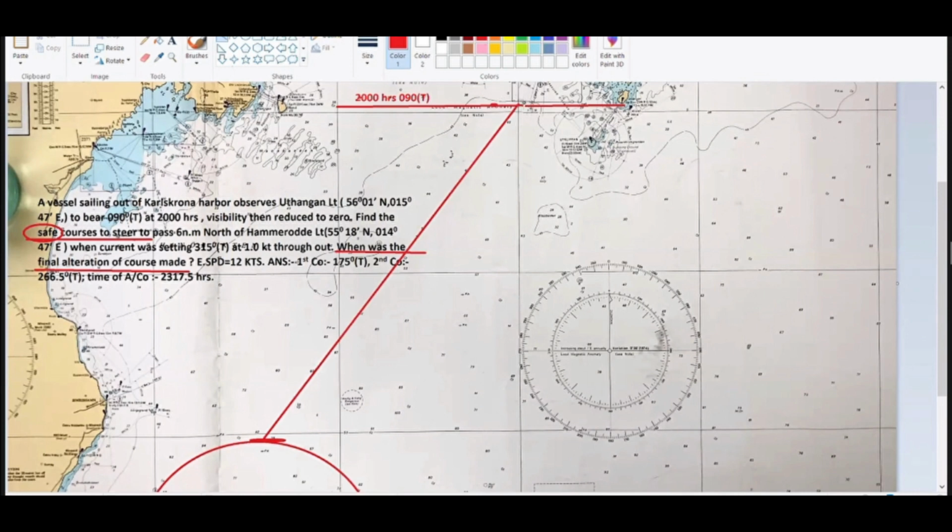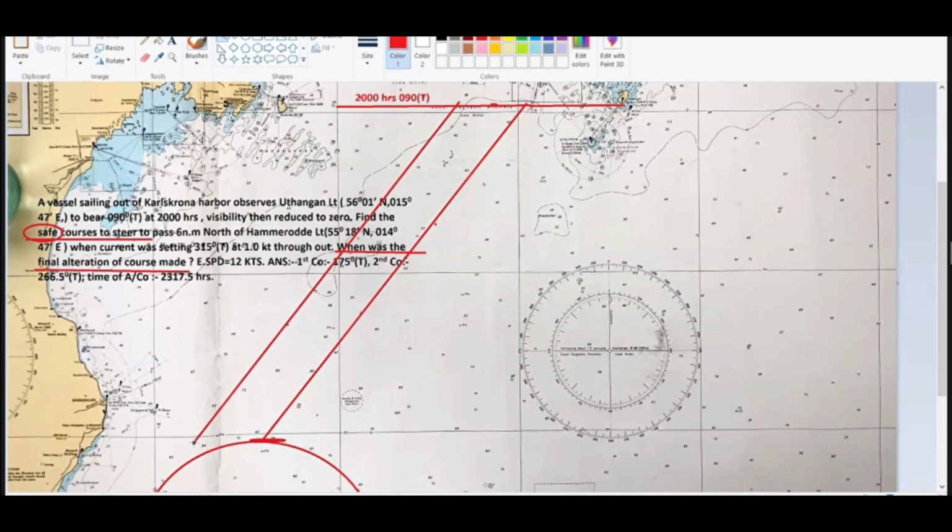You have to understand that the initial position is not known, the vessel can be anywhere, and you have to pass 6 miles north of Hammerod. We join the 6 miles north point, and if you take any point and join it, this is one of the possibilities, but this is not safe, because the vessel may not be at the starting point you have taken. The vessel can be at any other point. In that case, you will not satisfy the condition laid down in the question.